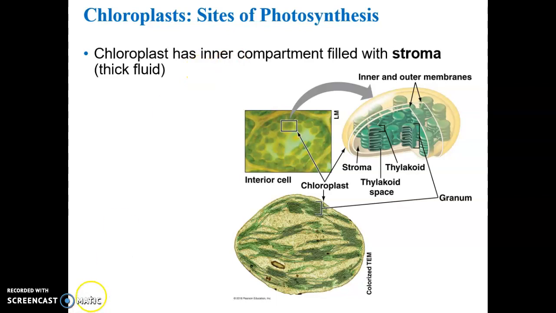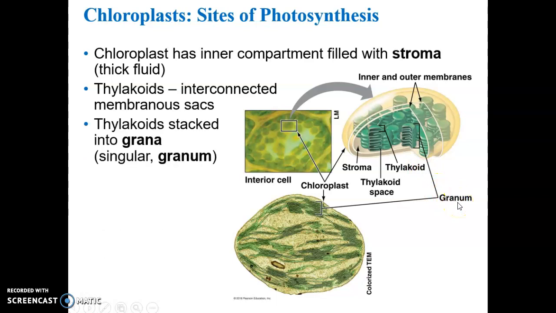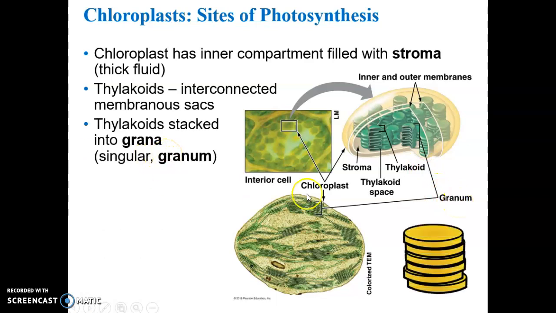So the chloroplast has an inner compartment filled with a fluid called a stroma. That's just the fluid environment within the chloroplast. And then the thylakoids are these interconnected little membranous sacs. And they're stacked up to form these little structures called, again, grana. Granum is a singular one. Okay? There you go.